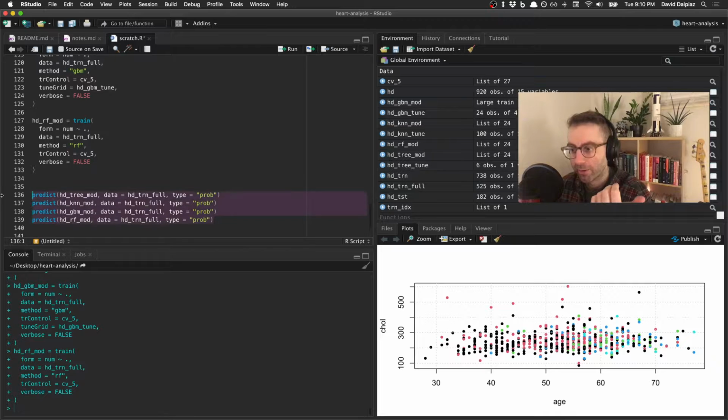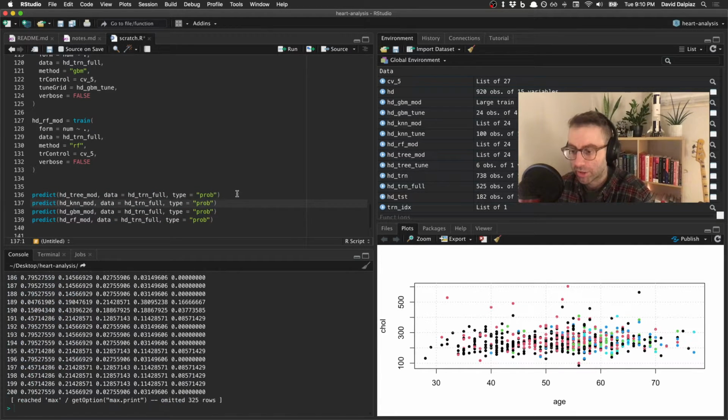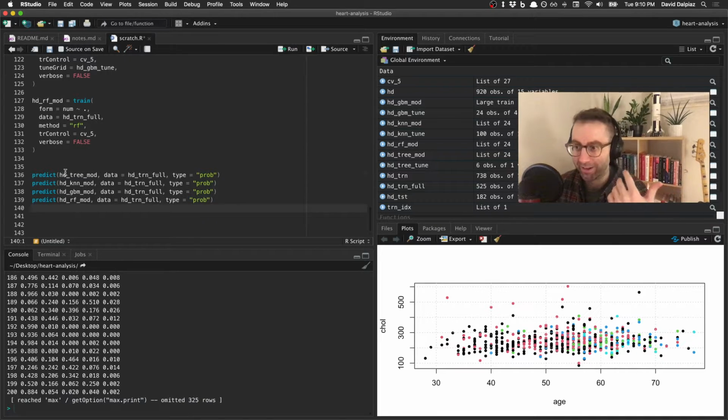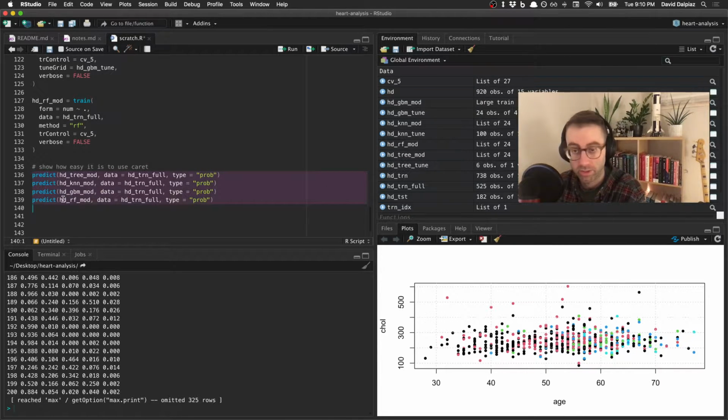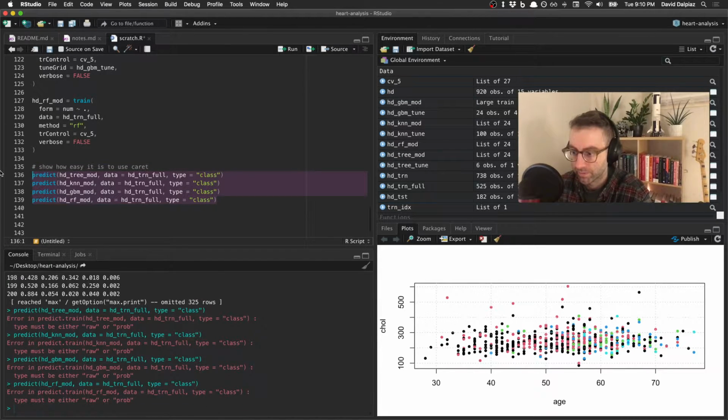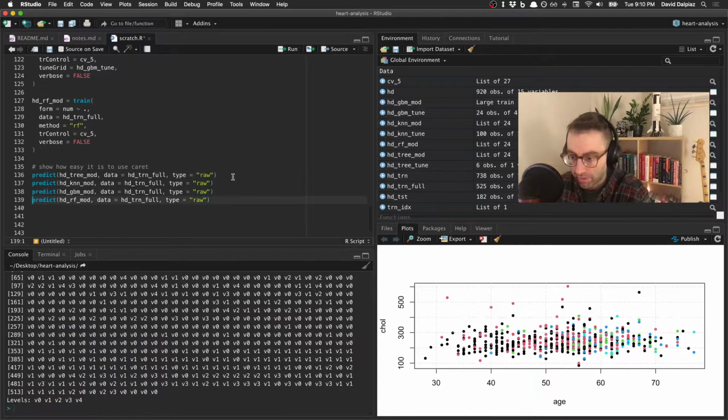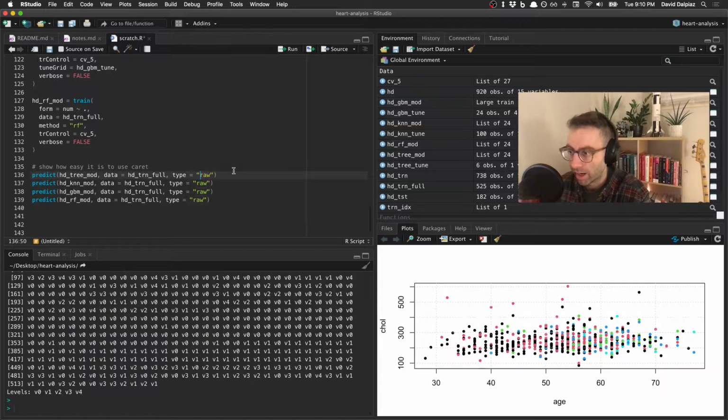Okay. Show how easy it is to use caret. That was the point of this, showing that the predict function works the same way for any of the possible models. So for example, I think if I change this to class, it'll produce, okay, raw. At least it's a helpful error message. But the point is that the way you do it is the same with each of the models.